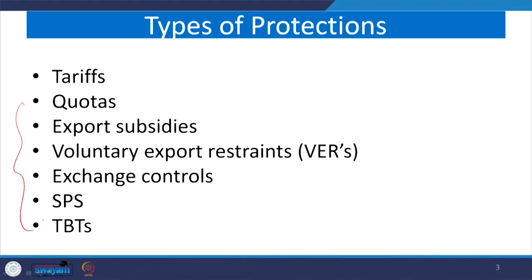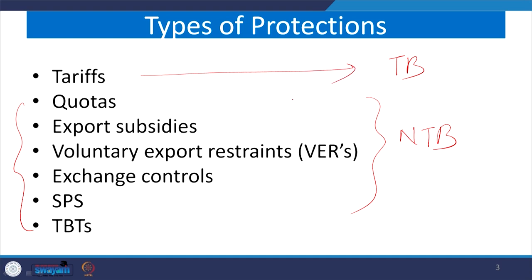So now we are here to explain different types of protection. As discussed in the last class, these are largely divided into non-tariff barriers and tariff barriers. Broadly, non-tariff barriers include quotas, subsidies, voluntary export restraints (VER), export controls, SPS and TBTs. SPS stands for sanitary and phytosanitary measures, and TBT stands for technical barriers to trade.